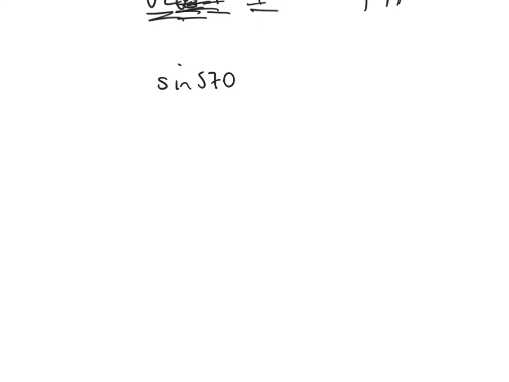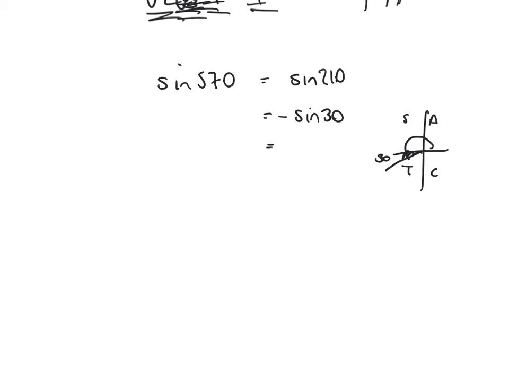Okay, what about sine 570? Okay, so we can subtract 360, and that will be sine 210. So 210 is in the tan quadrant, so sine will be negative in there. The acute angle is 30 degrees, and minus sine 30 is minus 1/2.